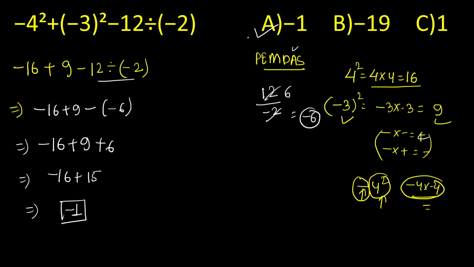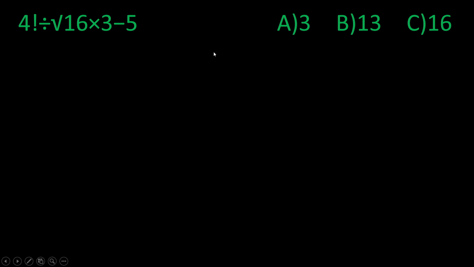Coming to the next question, we have question number 3. 4 factorial divided by root over 16 times 3 minus 5. You have 10 seconds to go.